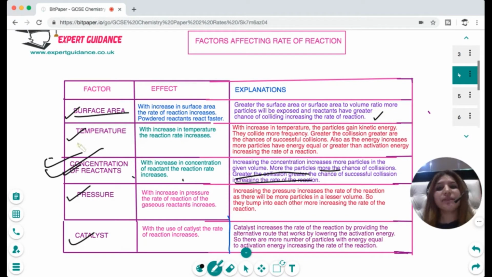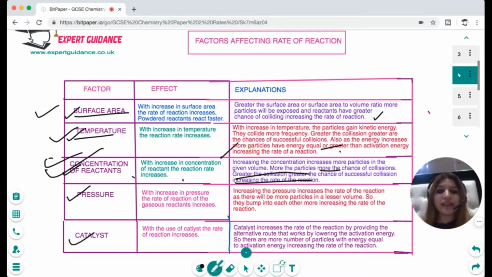Now, when we talk about temperature, temperature does two things. First of all, it makes the particles gain kinetic energy, so they collide or bump into each other more frequently. Secondly, as the kinetic energy increases, the energy of the particles increases, so there are chances that more particles now have energy equal to or greater than the activation energy, increasing the rate of reaction.